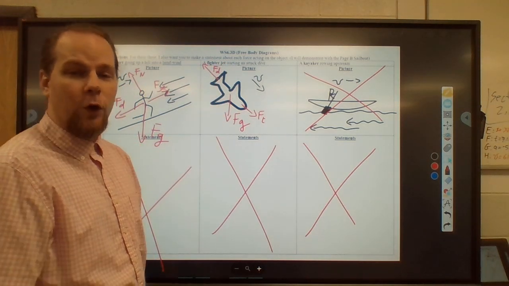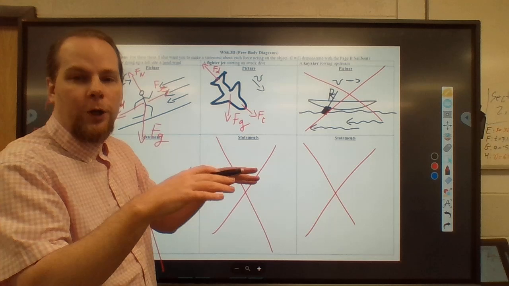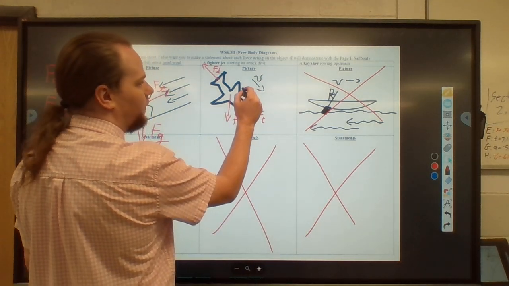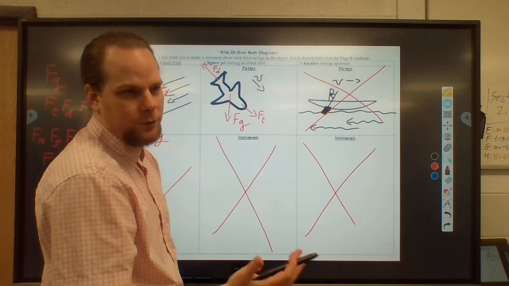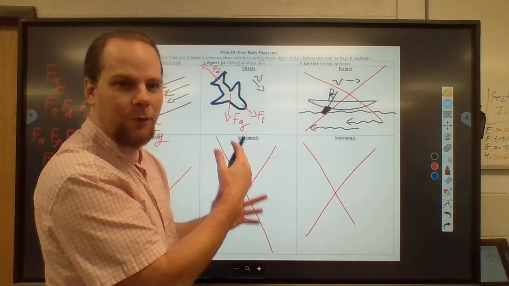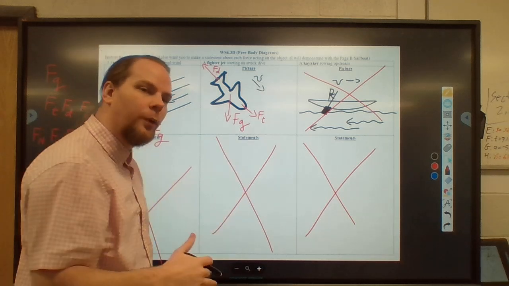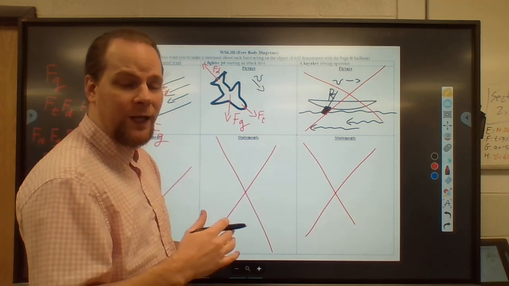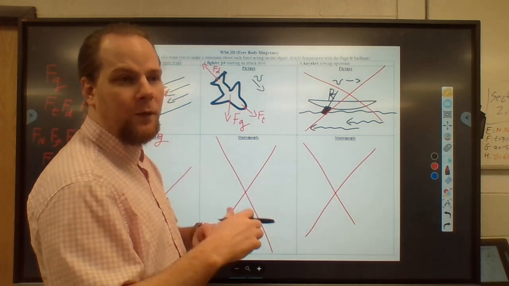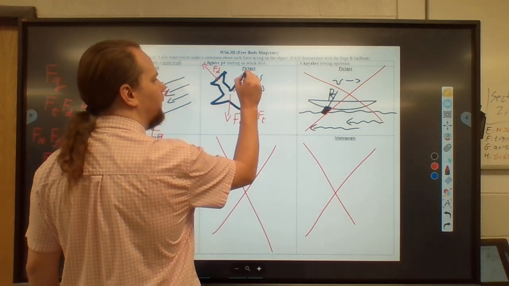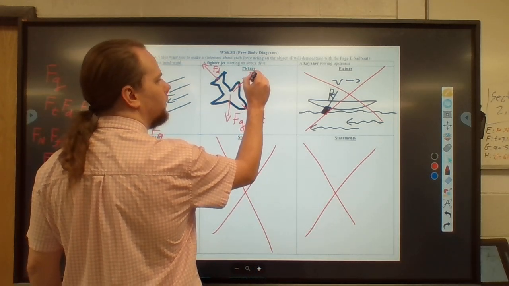Lift is always going to be pulling up on the plane. Okay, so if we take this to be the top of the plane, unless it's flying upside down, which admittedly you can't really tell here, but I feel that was implied, lift is always going to be perpendicular to the wing, and it's going to be pulling the wing up. So lift has to be this way.